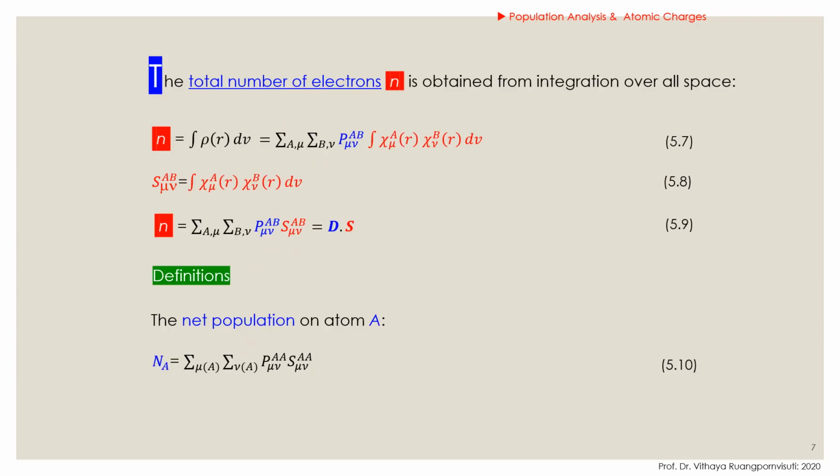The total number of electrons n is obtained from integration over all space, as shown in equation 5.7. This equation is derived from equation 5.6 by inserting the sum of rho into the integration over all space.